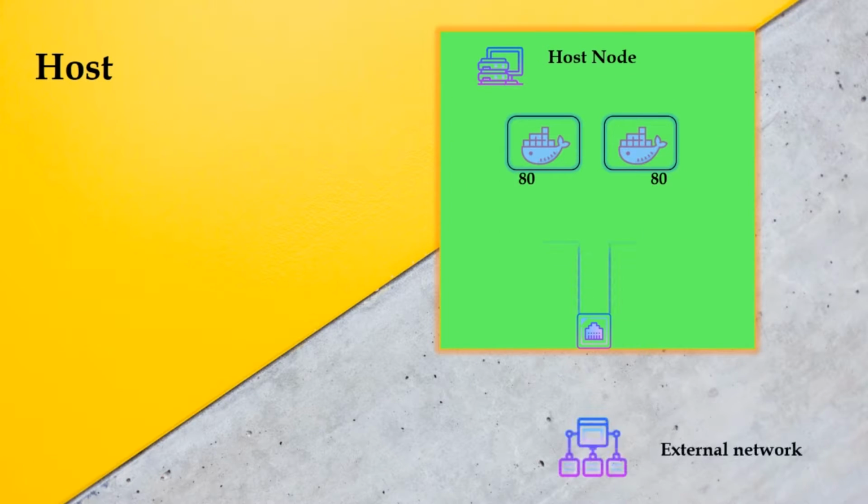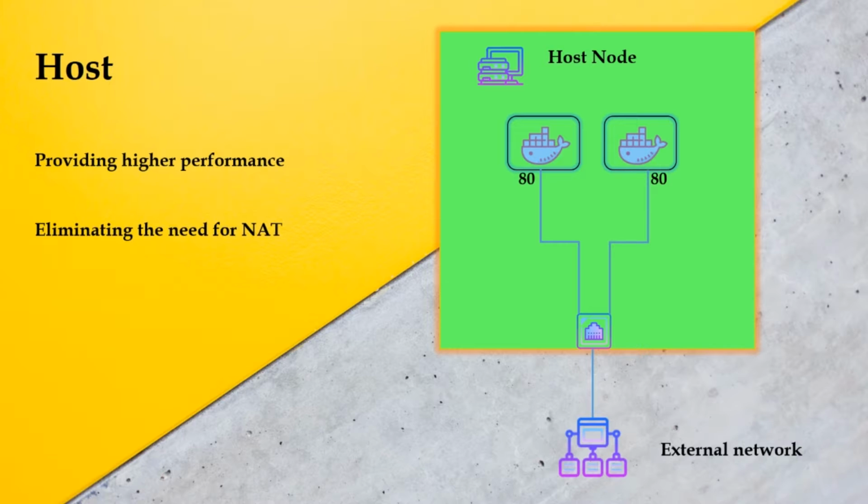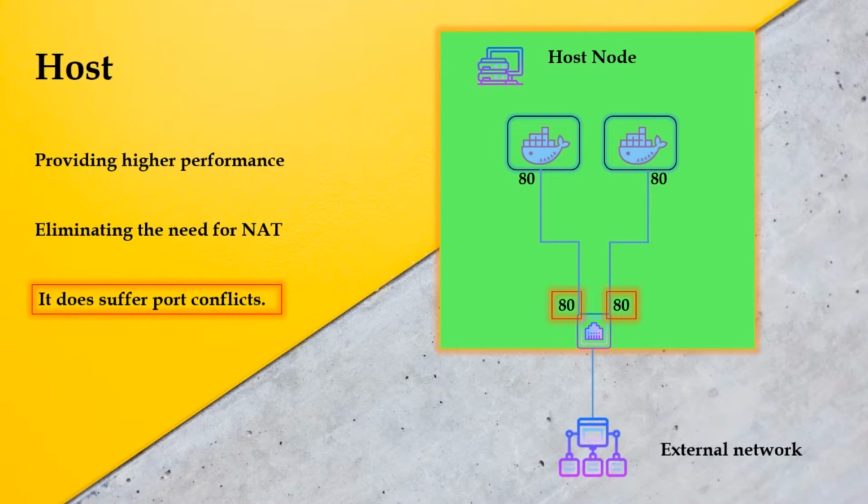Host. This driver removes the network isolation between the Docker host and the Docker containers to use the host networking directly. The host networking provides higher performance, eliminating the need for NAT. However, it does suffer port conflicts. So with this, you will not be able to run multiple web containers on the same host on the same port, as the port is now common to all containers in the host network.